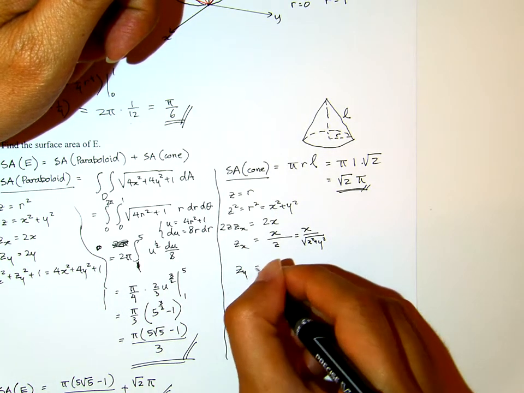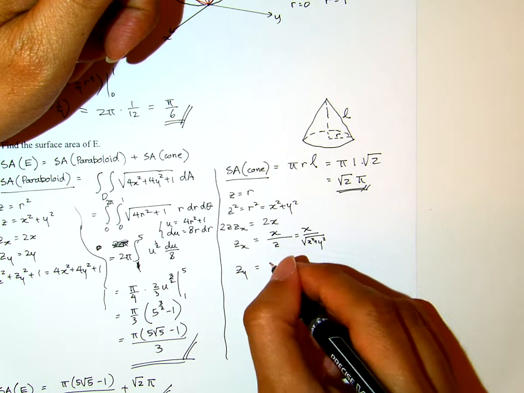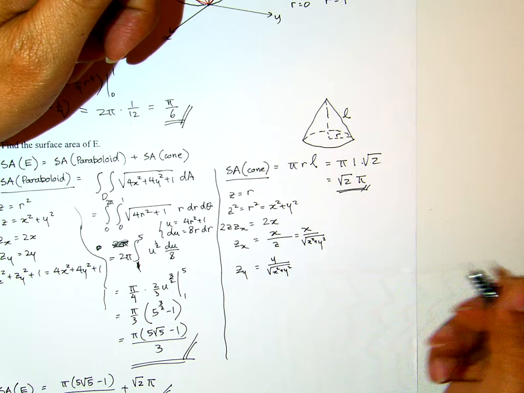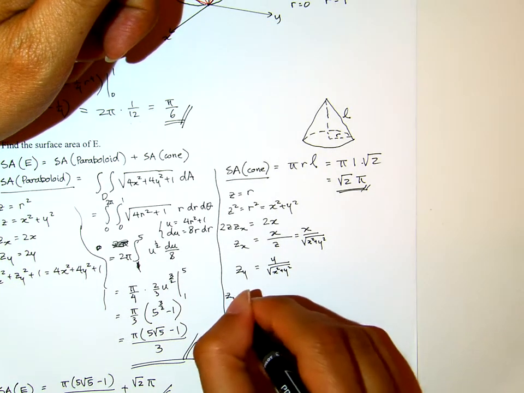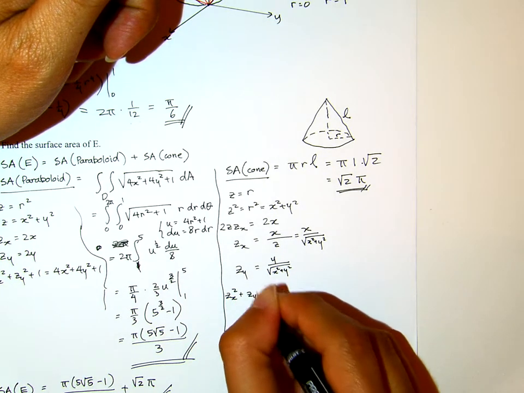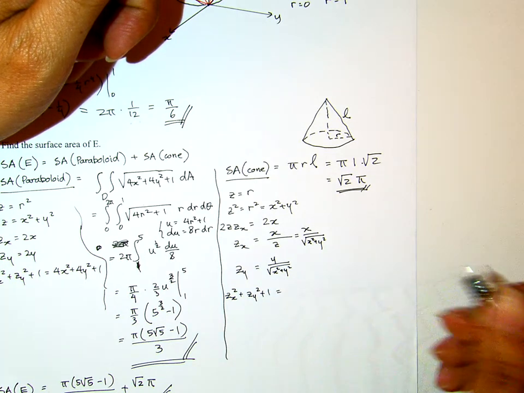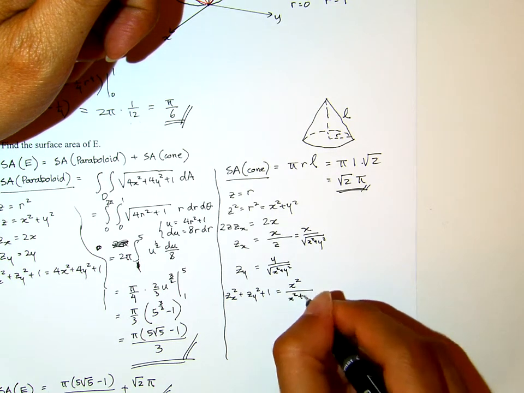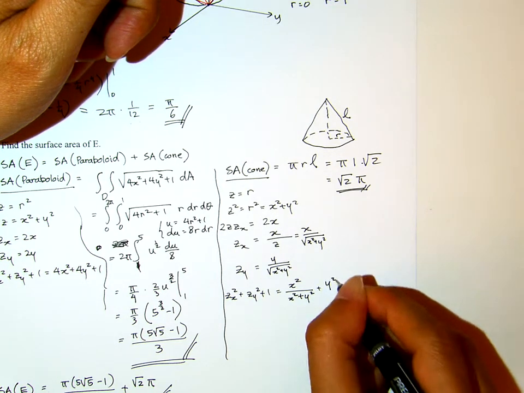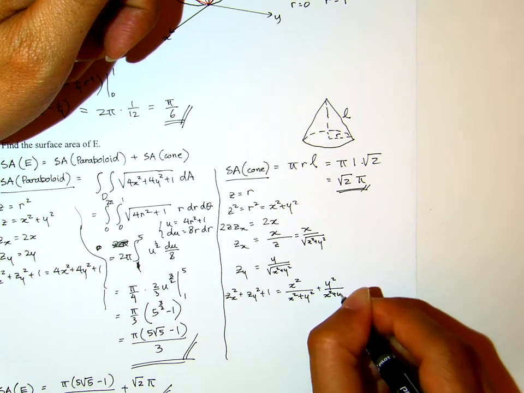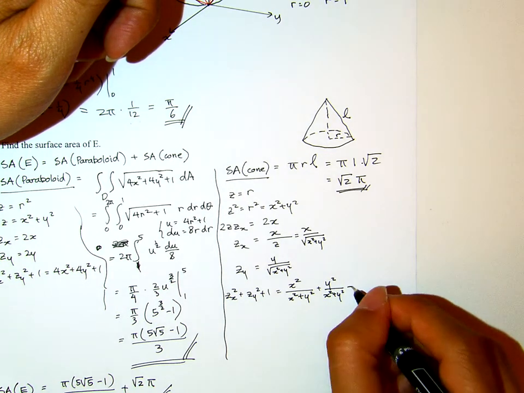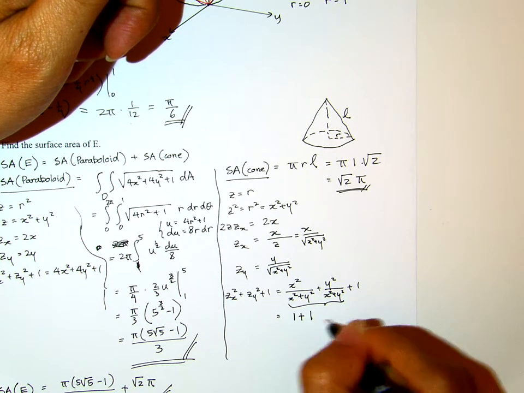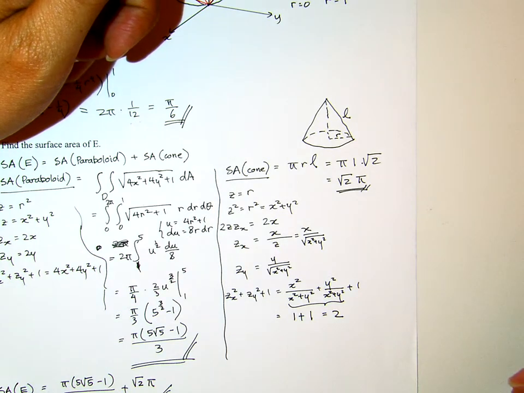Symmetrically, z sub y will be y over the square root of x squared plus y squared. Now therefore z sub x squared plus z sub y squared plus 1 equals x squared over x squared plus y squared plus y squared over x squared plus y squared plus 1, right? But these together equal 1, so that thing equals 2.